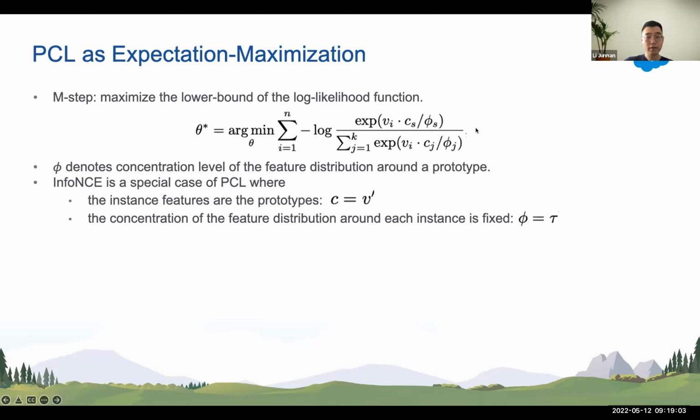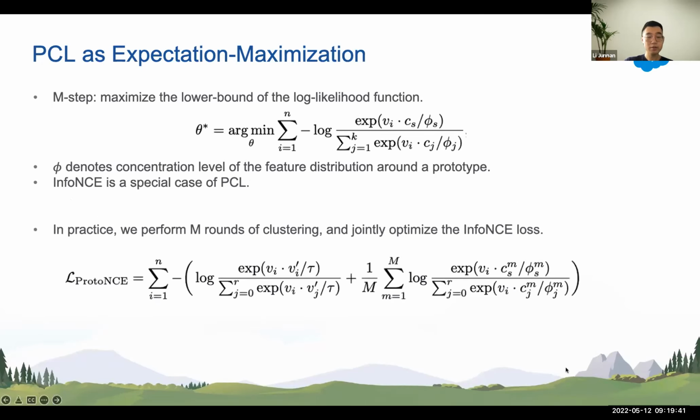So if you look at this equation and compare it with the previously shown InfoNCE loss, we can see that our PCL loss is actually a generic form of InfoNCE. If you just replace this prototype with the feature of the same instance, you basically get the same equation as the previous loss. Our formulation here is a more general way of performing this unsupervised contrastive learning.